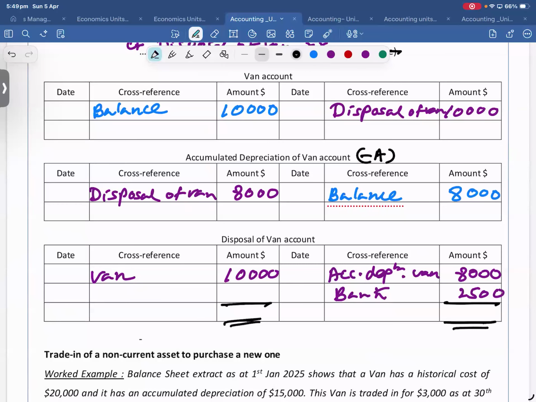Which side is greater? The credit side. So you repeat it and you have a difference of 500. So you are debiting here, crediting somewhere. Crediting means our revenue is increasing, that is profit.